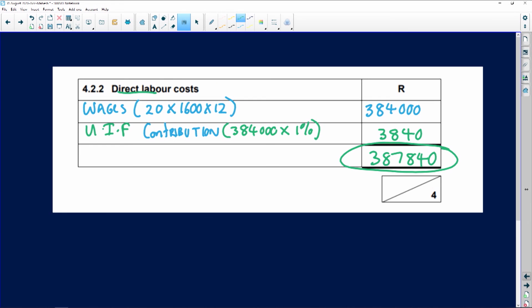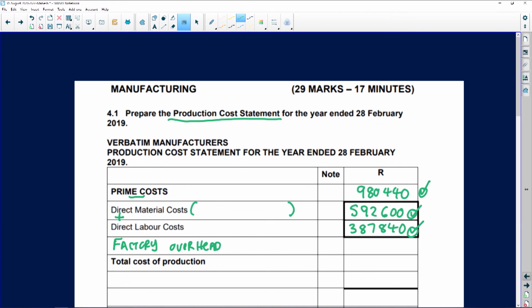Let's see whether we can wrap this up in 12 minutes. We should be able to.